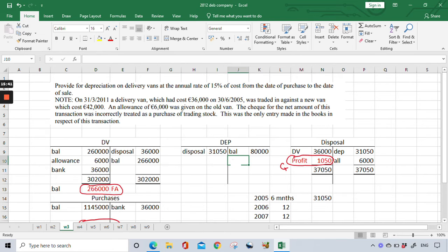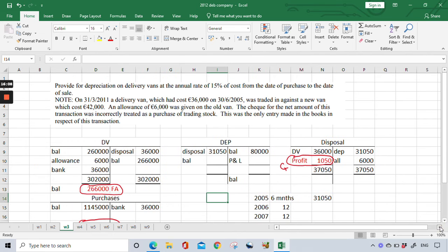I'm looking for the profit and loss figure for depreciation, and I'll be looking for the accumulated depreciation figure as well, which I just know is going to go down there. So first of all, my profit and loss figure. For the first 3 months of the year, my vans were worth 260,000. For the remaining 9 months, my vans were worth 266,000.